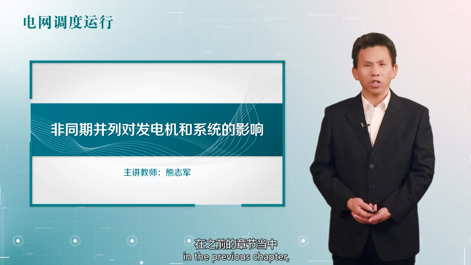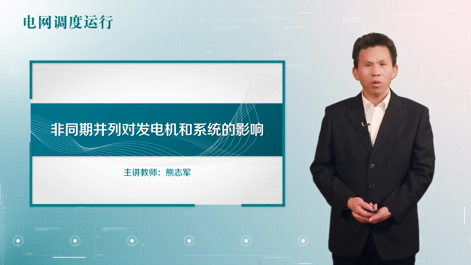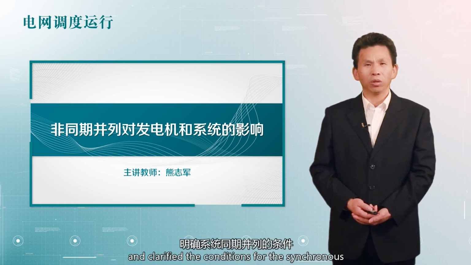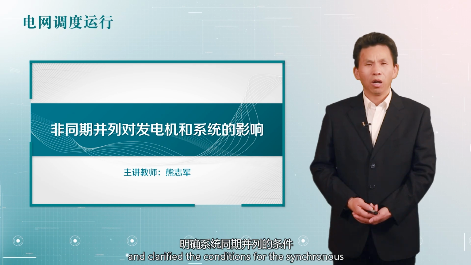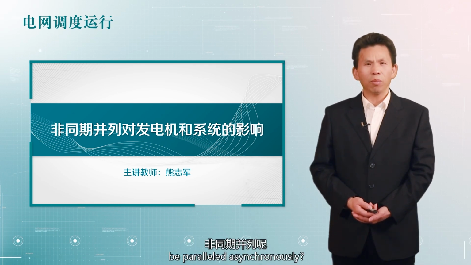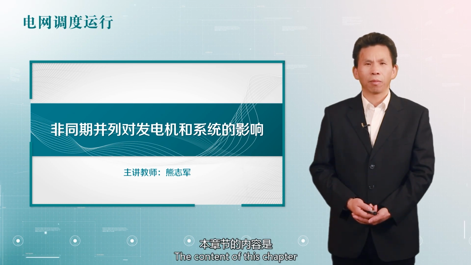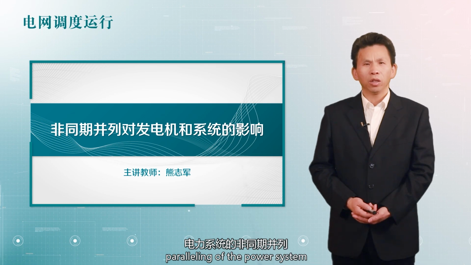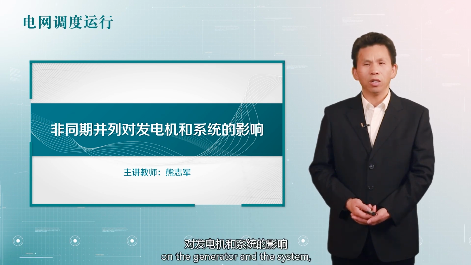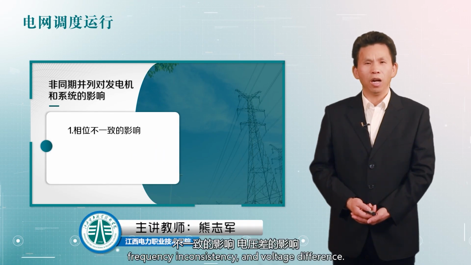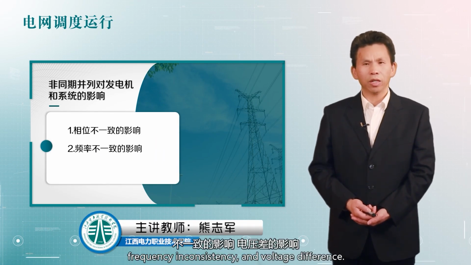Hello everyone. In the previous chapter, we learned the knowledge of the paralleling and decoupling of the power system, and clarified the conditions for the synchronous paralleling of the system. So, why can't the system be paralleled asynchronously? The content of this chapter is the impact of the asynchronous paralleling of the power system on the generator and the system, including the impact of phase inconsistency, frequency inconsistency, and voltage difference.